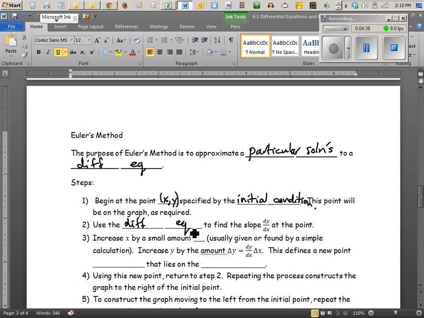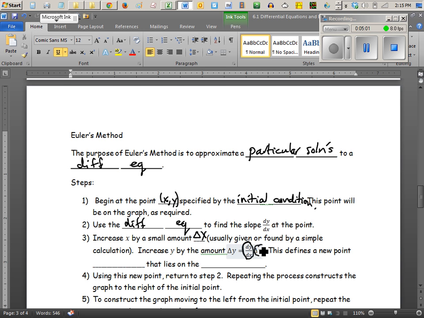You're going to increase x by a small amount, delta x. It's usually just given, or sometimes they'll make a statement in the instructions, and you can easily figure out what delta x is. And you'll increase y by the amount delta y, which is slope times run. So this is Euler's idea.